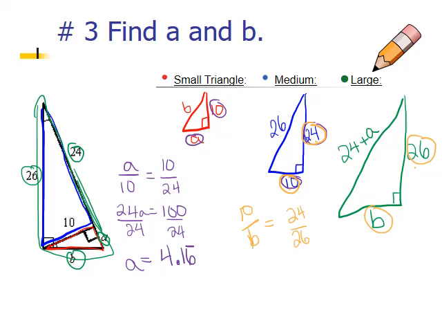So from here, all we have to do is cross multiply. B times 24 is 24B. 10 times 26, that's giving me 260. So my new equation becomes 24B is equal to 260. Divide both sides by 24. B is equal to the approximate decimal of 10.83 with the 3 repeating.